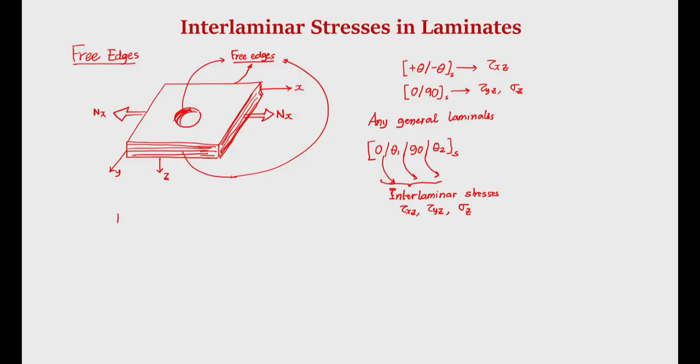Say for example, if sigma z is negative for a stacking sequence, and for another stacking sequence, suppose sigma z is positive, so we will prefer the negative sigma z, because positive sigma z leads to delamination, whereas negative sigma z does not have any influence on the delamination. Okay. So, it is important to understand the influence of stacking sequence on these interlaminar stresses which are responsible for delamination.